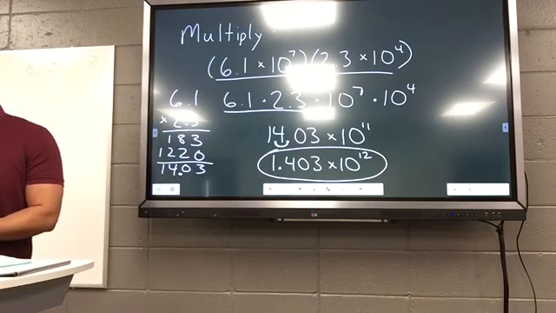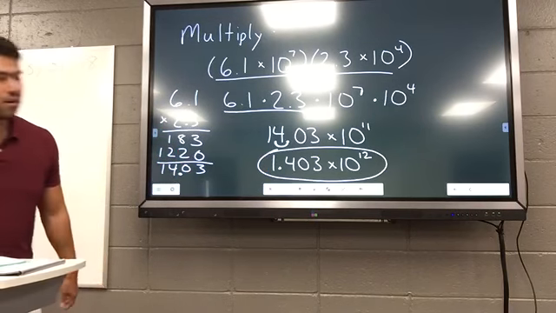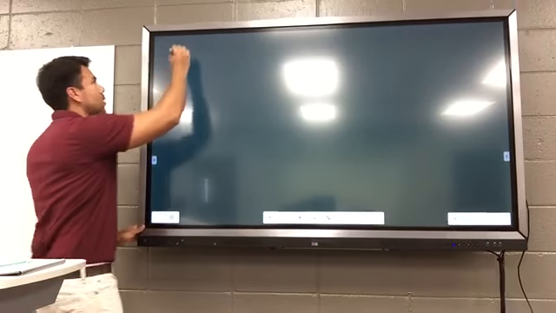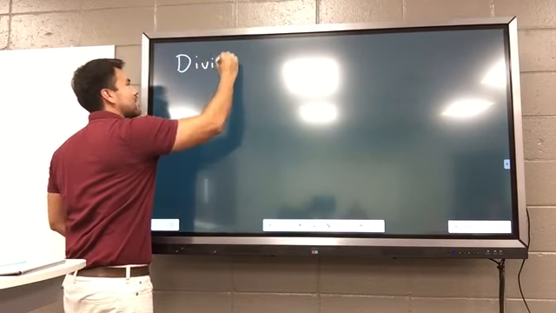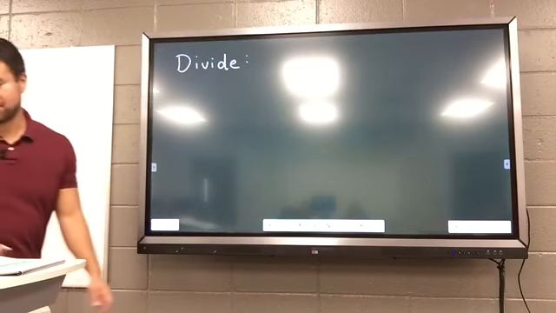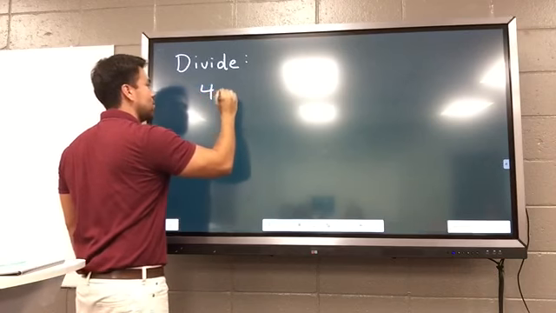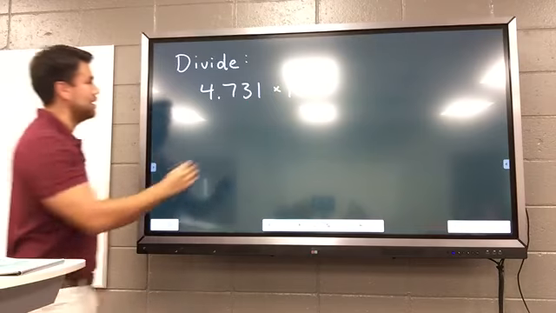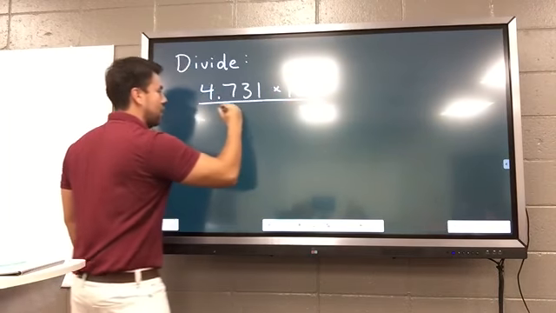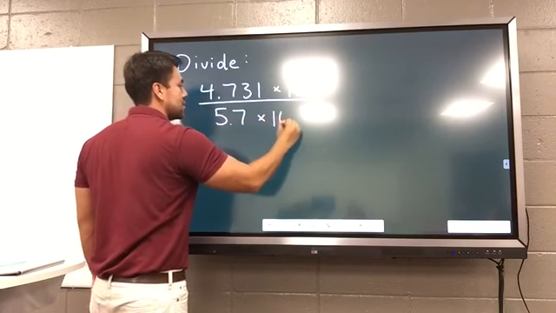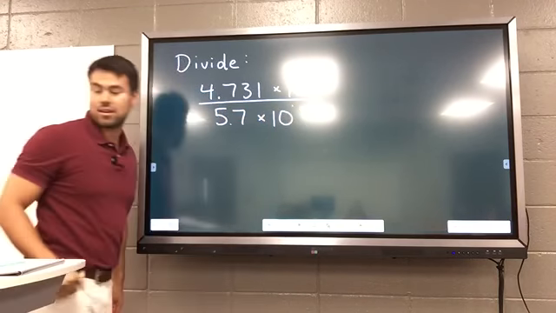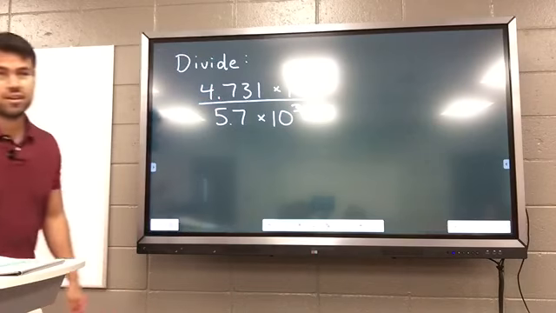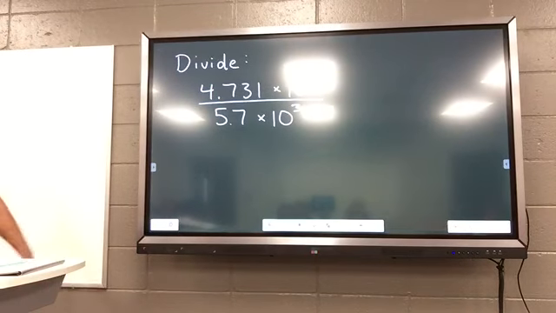And last problem, and then I'll let you go. Division. Let's end on this note. Dividing 4.731 times 10 to the 8th over 5.7 times 10 to the 3rd. I think it's just third. You could do negative third, but on this one we're not going to do it. Okay.